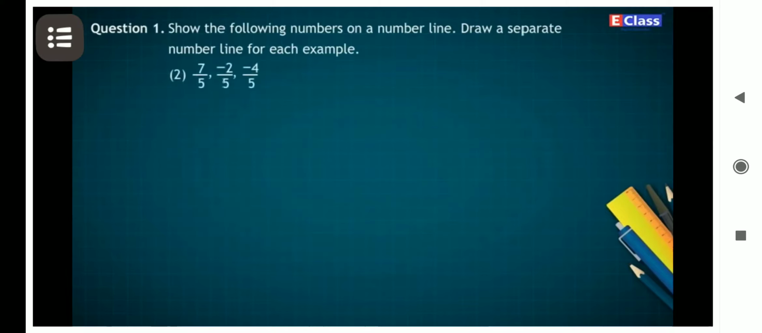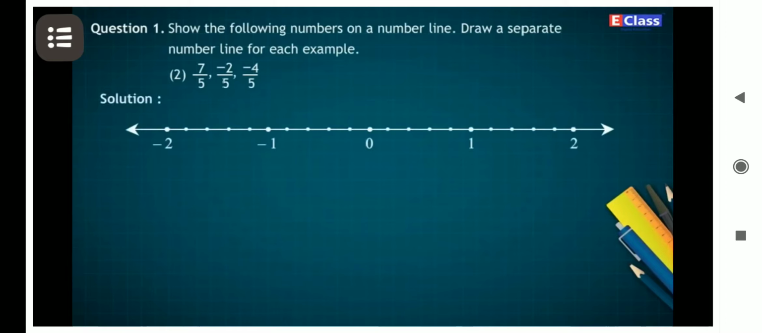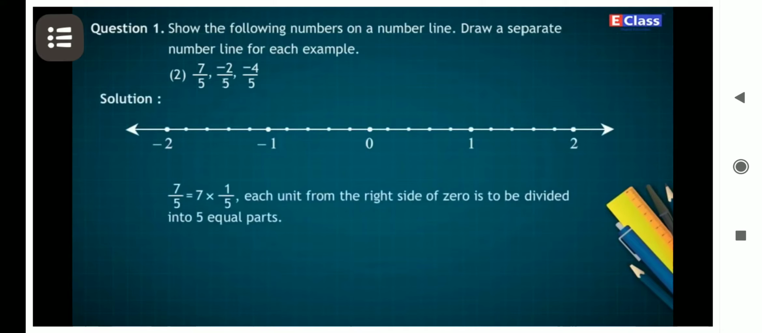2. Now let us see 7 by 5, minus 2 by 5, minus 4 by 5 on a number line. Solution. Let us draw a number line. Show the number 0 on a number line. 7 by 5 is equal to 7 multiplied by 1 by 5. Each unit from the right side of 0 is to be divided into 5 equal parts. The seventh point from 0 shows 7 by 5.